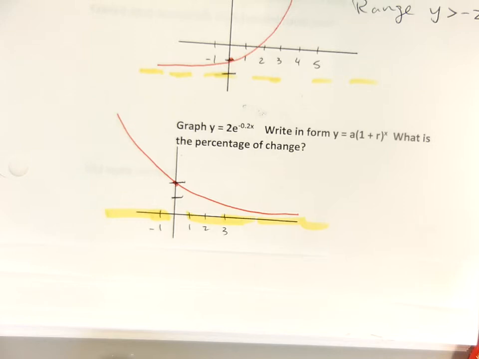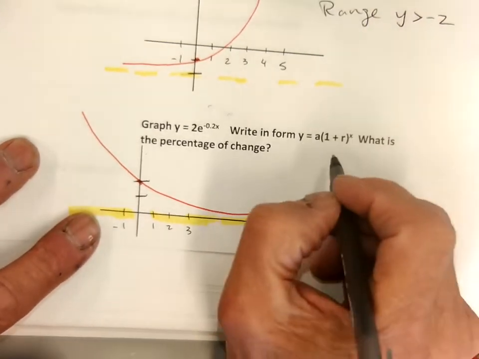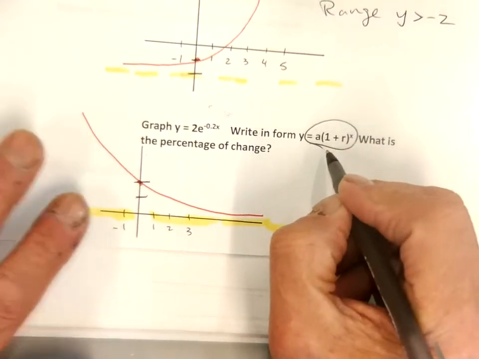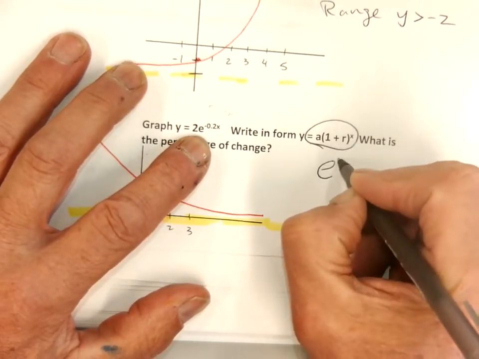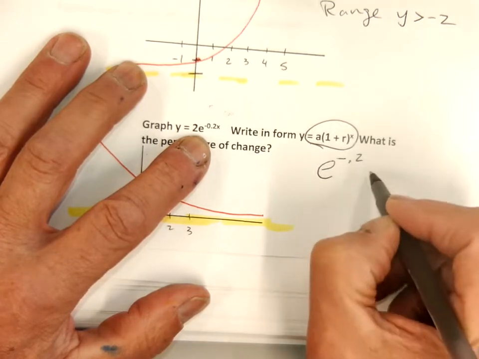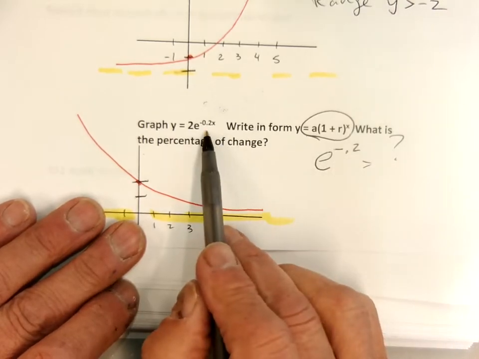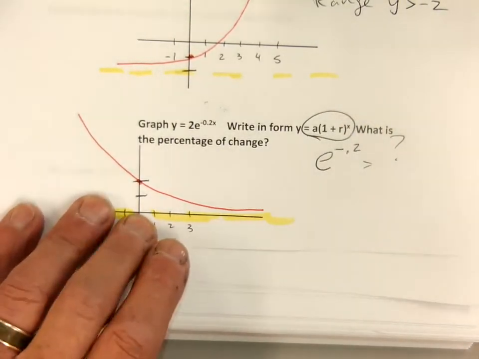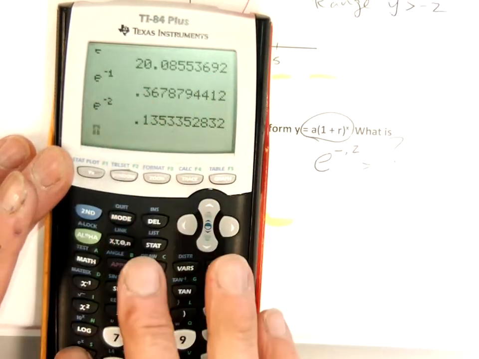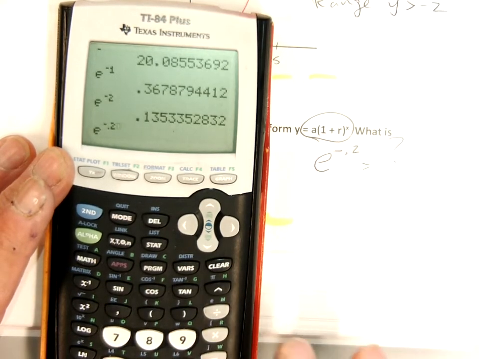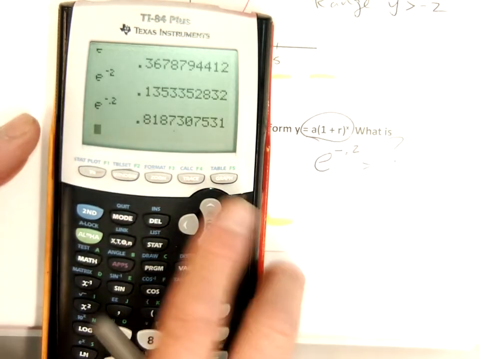Now, it asks a weird question, but it's not going to be too hard with my calculator. It says, write in the form of A times 1 plus r, okay? So, what is e to the negative 0.2? I'm going to find out what e to the negative 0.2 is, and then I'll be able to write it like that. So I'm going to use my calculator, and I'll say, okay, what is e to the negative 0.2? And I get an answer of about 0.818.